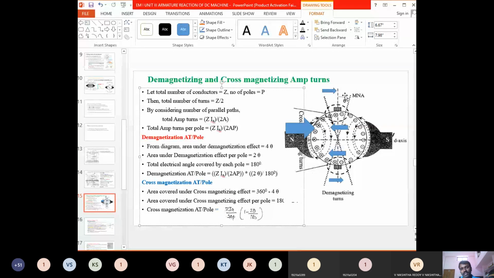For a north pole, if the total ampere turns per pole is 50 and the ampere turns per pole covered by the demagnetization is 10, then what is the other value?